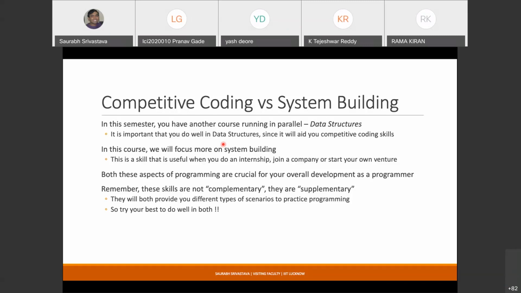So these are the expectations from you when you go and actually join a company or do an internship. They will expect you to build a system. So this particular course is more along those lines, right? So this is going to be your first step in training you towards building systems.